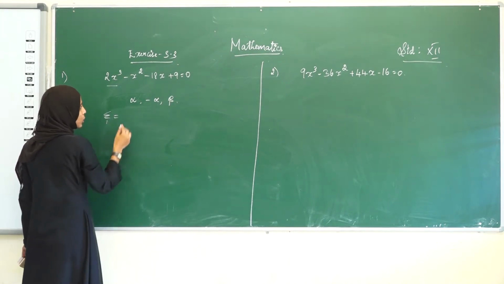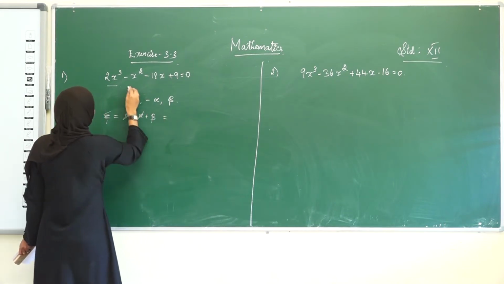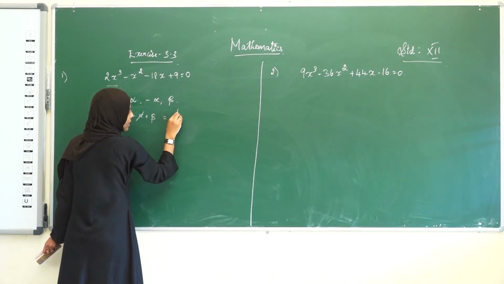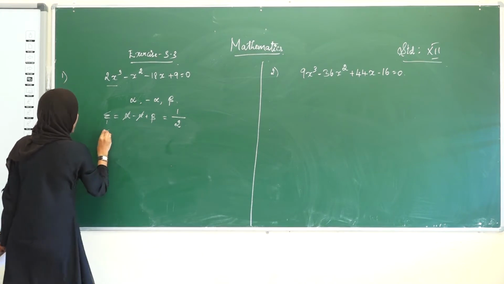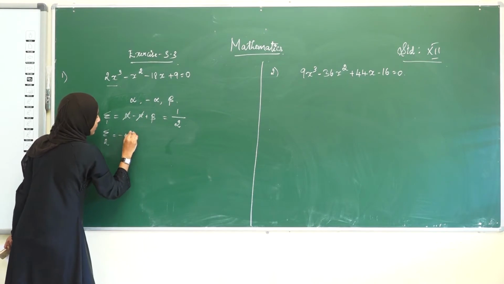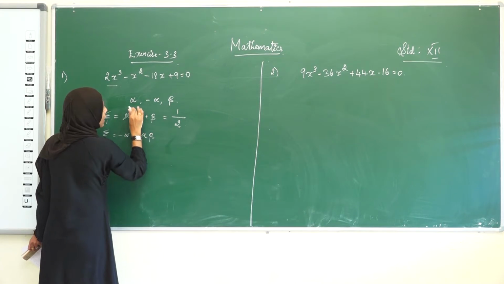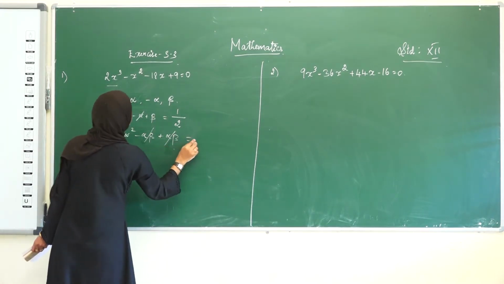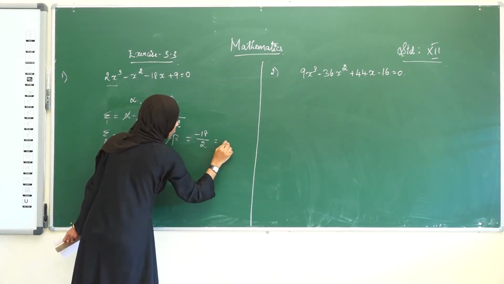Summation 1 is equal to the sum of the roots, alpha minus alpha plus beta. These both get cancelled. From the equation we can write it as, here it is minus, so minus into minus 1 plus 1 divided by 2, that is minus b by a. And then summation 2. What's the value of summation 2? Alpha into minus alpha is minus alpha square, minus alpha into beta is minus alpha beta, alpha into beta is plus alpha beta. Here these both get cancelled and the value is minus alpha square is equal to minus 18 by 2, which is equal to minus 9.